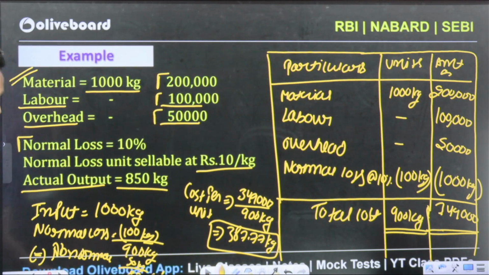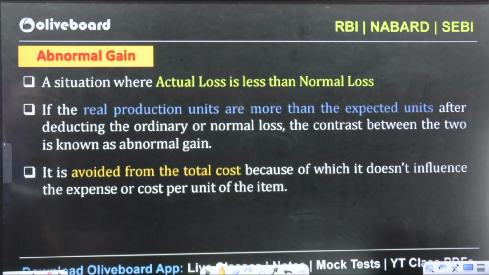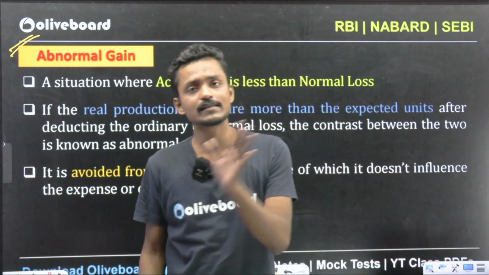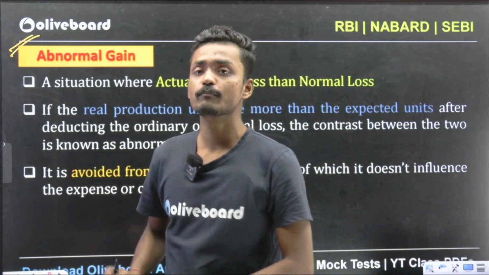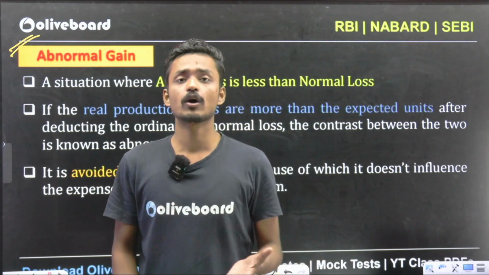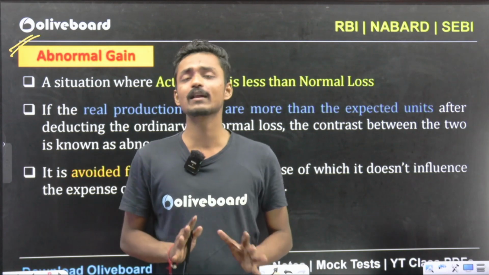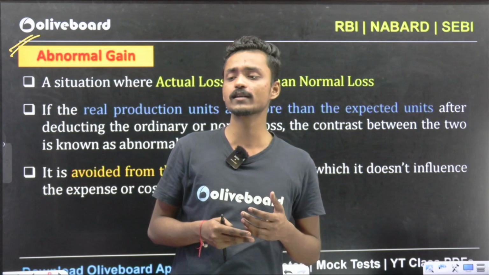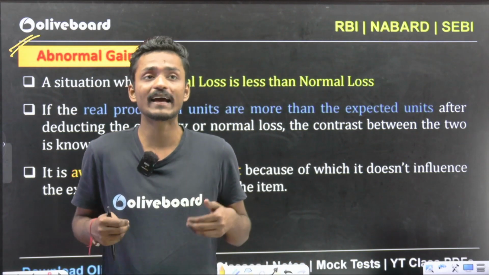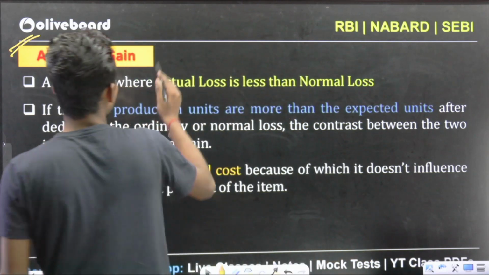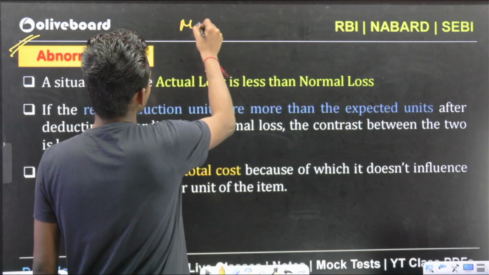Yes, sir. The next portion: we have the same example, abnormal gain. We have the same treatment as the abnormal loss that we have done. The same treatment we have for the abnormal gain also. Now what is the abnormal gain, sir? The abnormal gain is when you are producing over and above the units that we are actually expecting.